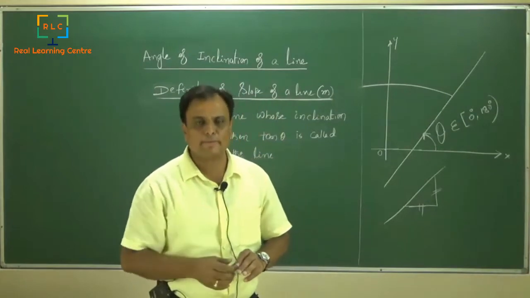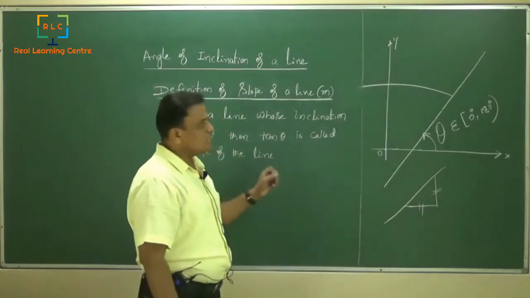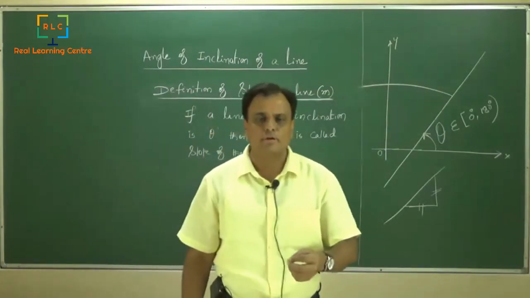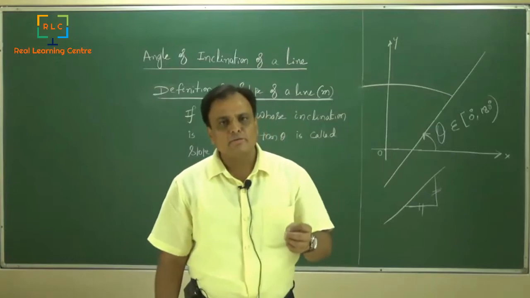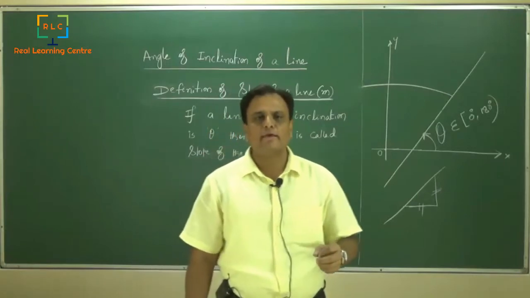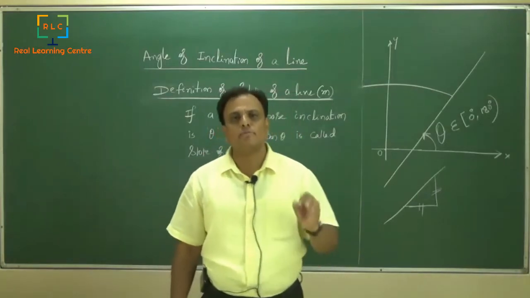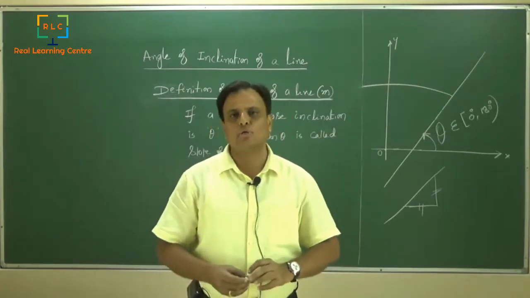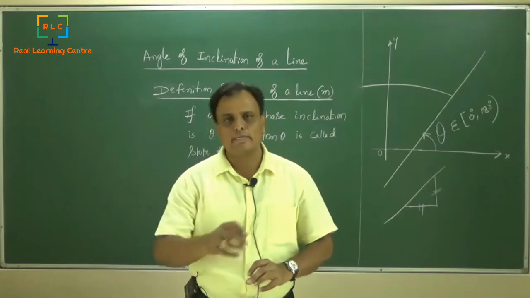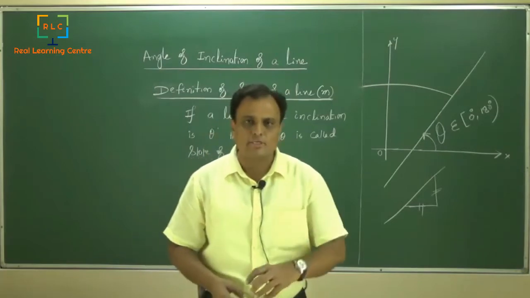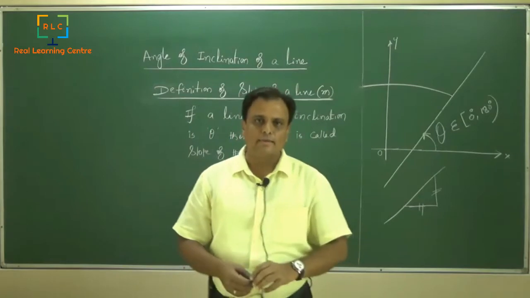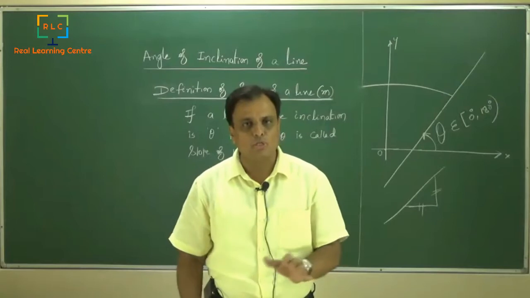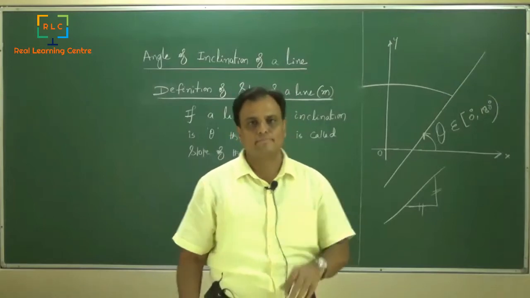So dear students, once again I'll just preview the concepts we have discussed so far. First, angle of inclination of a line: a line makes an angle theta with the positive x-axis measured in positive direction, lies in the interval 0 to 180 degrees, is called the inclination of the line. If you know the inclination of the line, to find the slope, the tangent of the inclination gives the slope of the line. Slope is also called the gradient of the line.